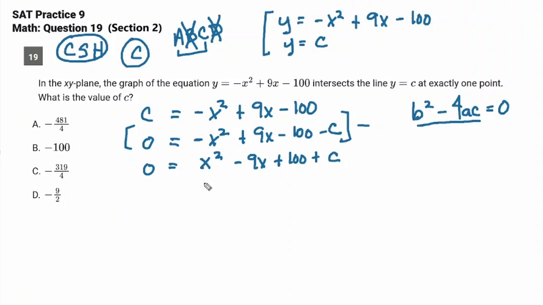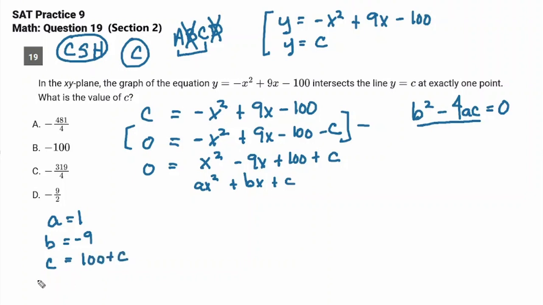In the quadratic equation, even if you don't think you've been doing quadratic equations, you have since 9th grade. It looks like this. Do we have this thing? We do. Ax squared. So what is a? A is 1. 1x squared. What is b? B is negative 9. C is a little tricky. C is everything else. So c is 100 plus c.